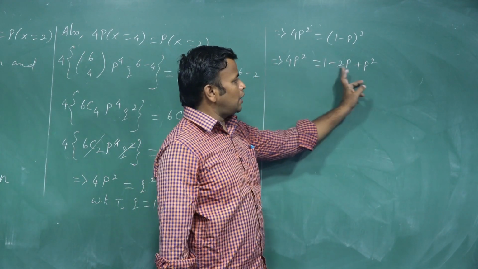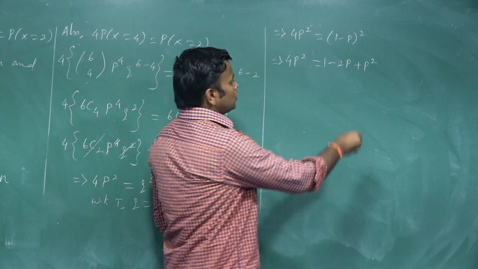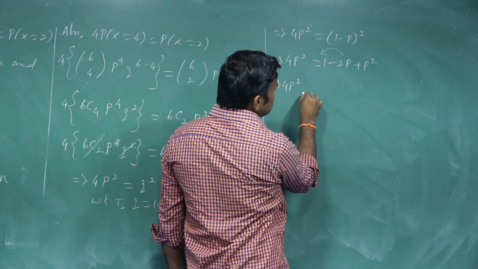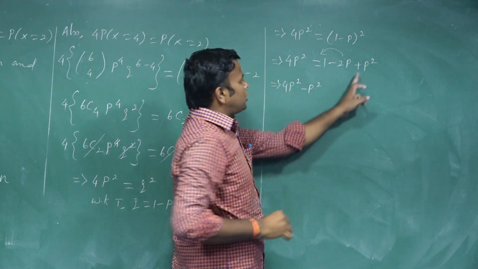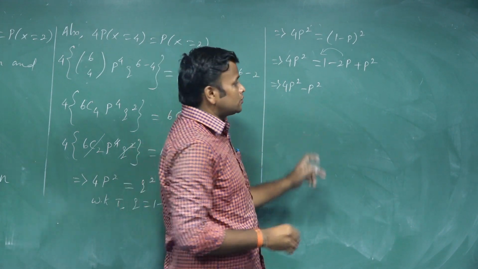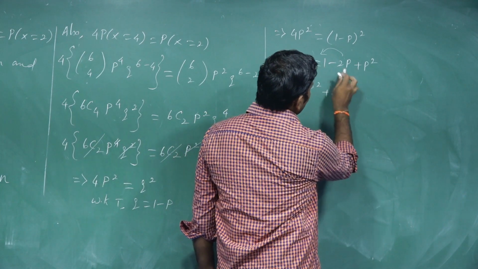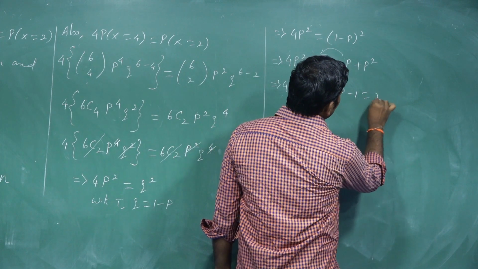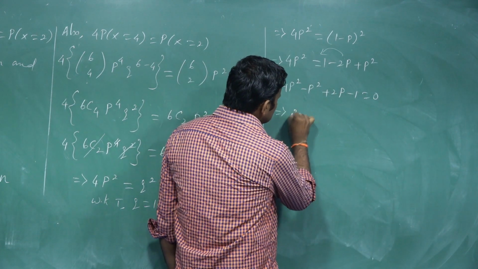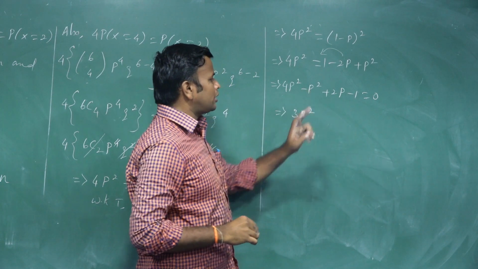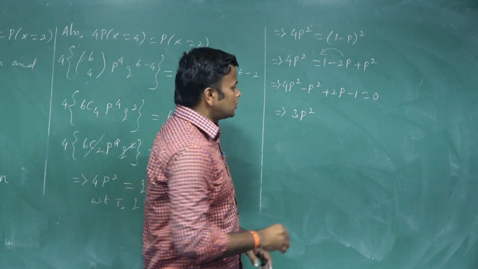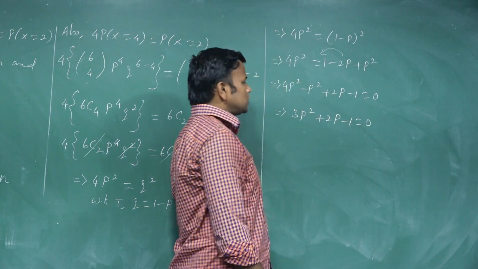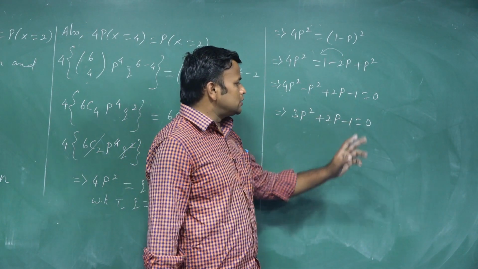Now you see it is the shape of a quadratic equation. Now all the RHS terms come to the LHS. 4p square minus p square, minus 2p becomes plus 2p, and plus 1 becomes minus 1. So 4p square minus p square is 3p square, plus 2p minus 1 is equal to 0. This exactly is a quadratic equation.